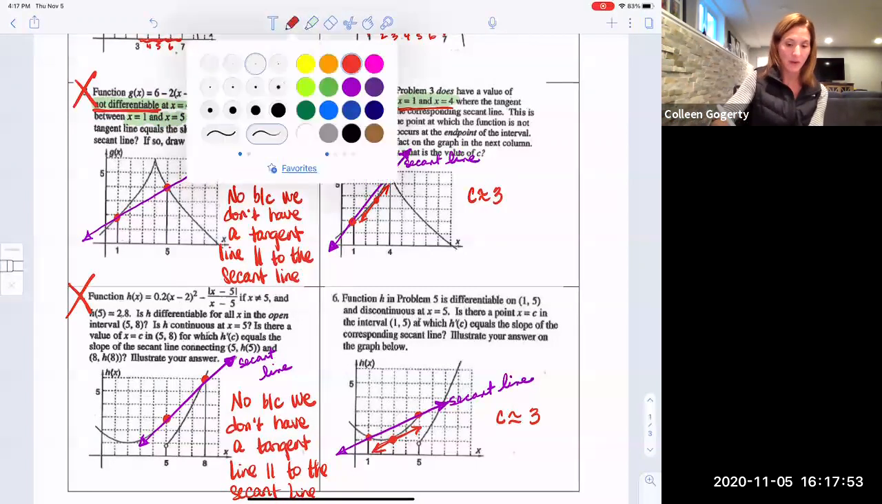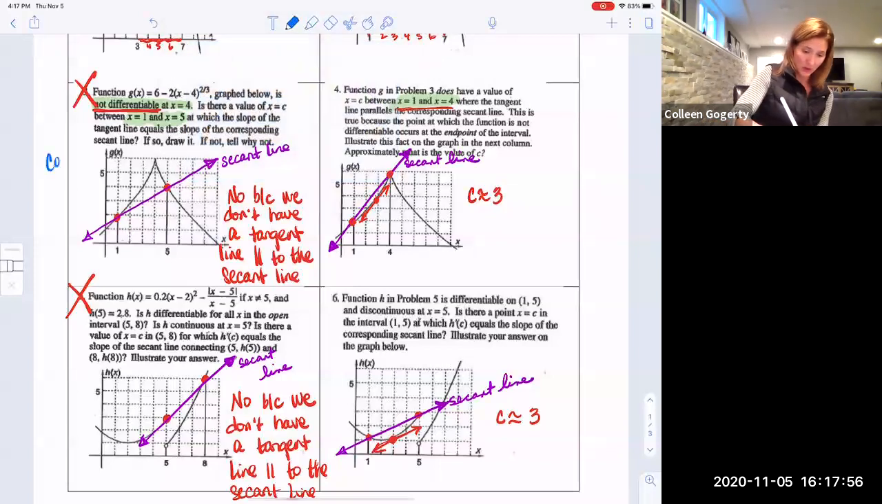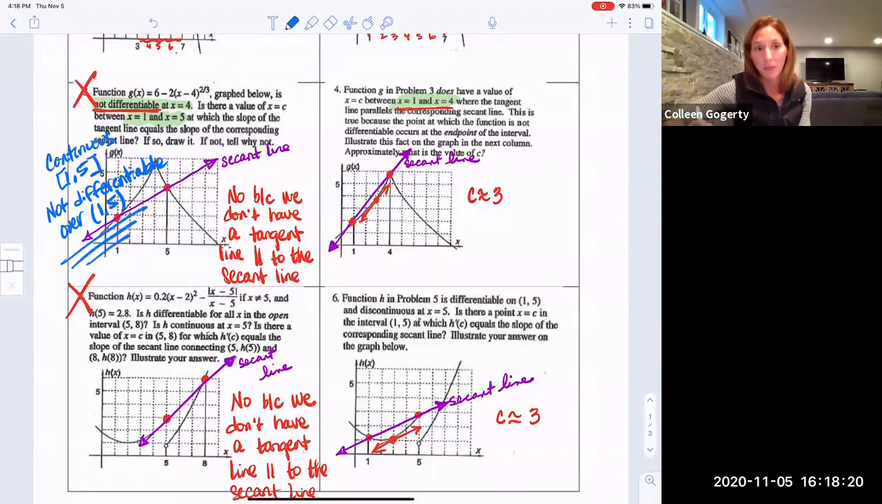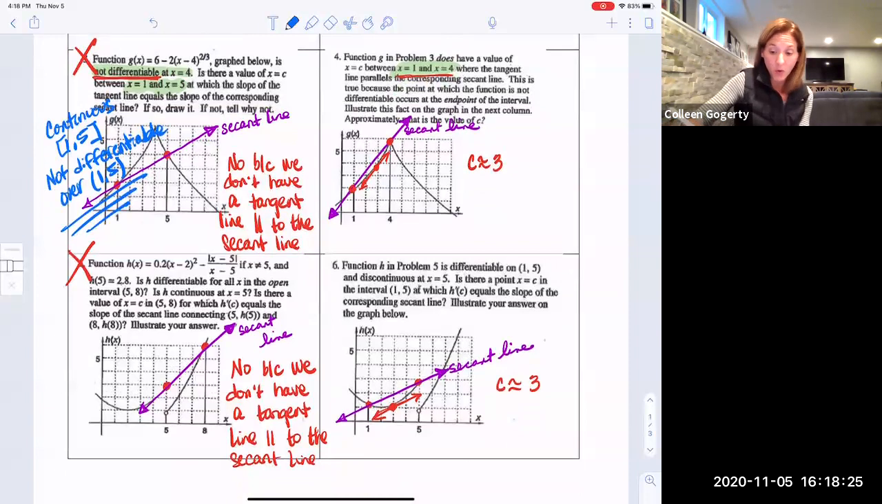Okay, so I'm going to change the color up. I know there's a lot going on here. So even though this function was continuous on the interval 1 to 5, it was not differentiable. And they told us that, right? At x is 4. So it's not differentiable over 1 to 5. Because the derivative did not exist at 4, that is why this particular problem fell apart. Okay? By changing the interval in number 4, we now had a function that was differentiable and therefore continuous over the interval 1 to 4.